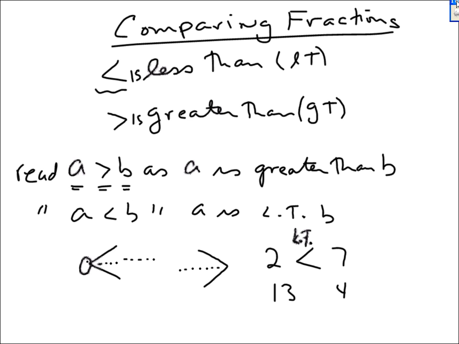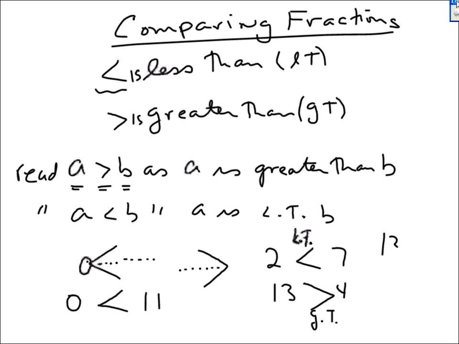13, 4. The arrow points to the smaller number. 13 is greater than 4. But notice I knew what symbol to put without even knowing the name of the symbol. 0 and 11. 0 is smaller. The arrow points to 0. 0 is less than 11.